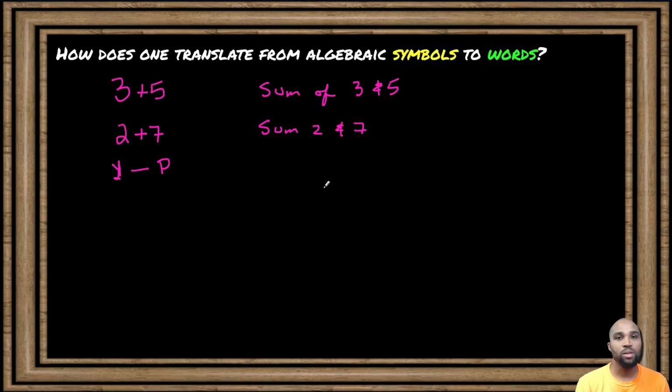So there's a couple of ways you can say that. How would you say this one? I'm hoping you say y minus p, or the difference of y and p. The difference between y and p, or the difference of y and p. So those are a couple of ways you can say this one. What about this? All right, so this one can be read x times y, or the product of x and y.